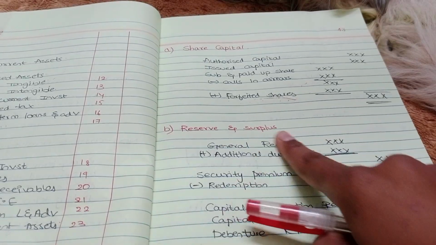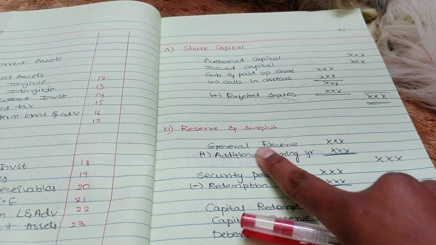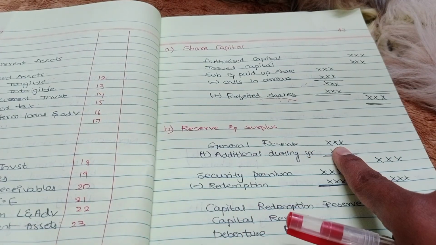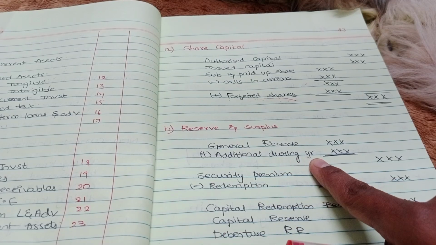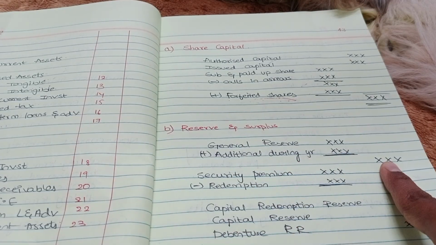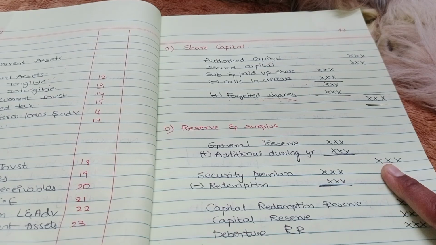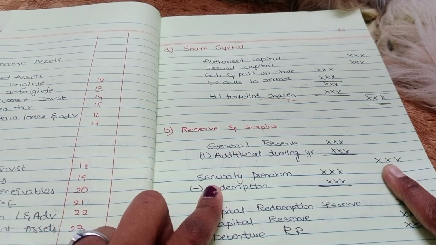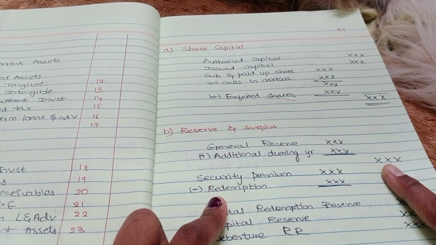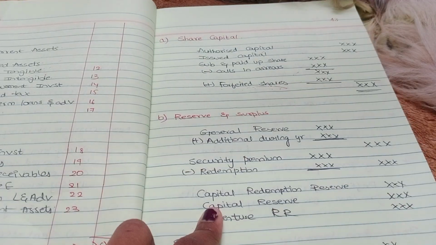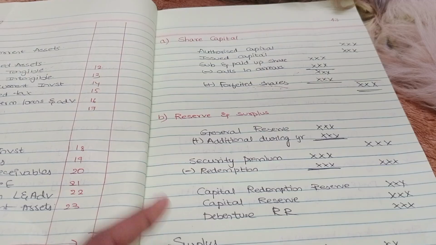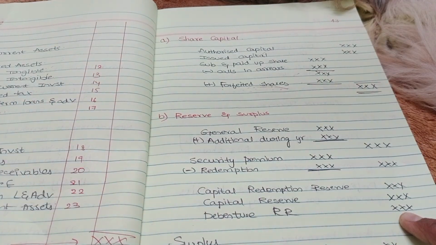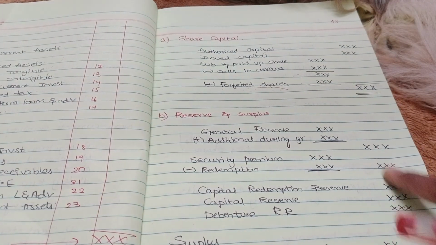To find the reserves and surplus amount, in the question if they have given any general reserve, we need to add it. If there is any additional general reserve, we should also add that, and we will get the total amount. After that, if they have any securities premium or redemption, we need to deduct it. After deducting it, any capital redemption reserve or capital reserve, whatever it may be, we need to add it all. Okay, we will get the reserves amount.